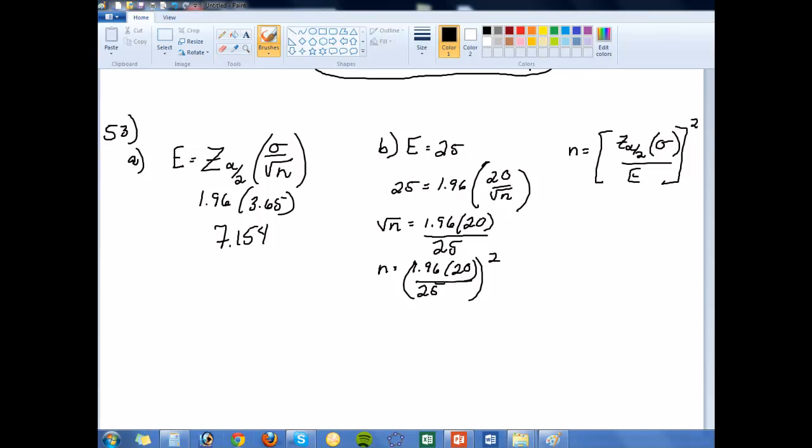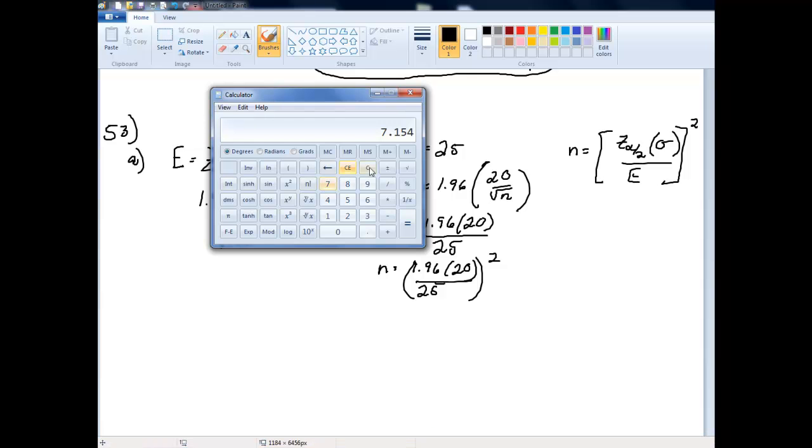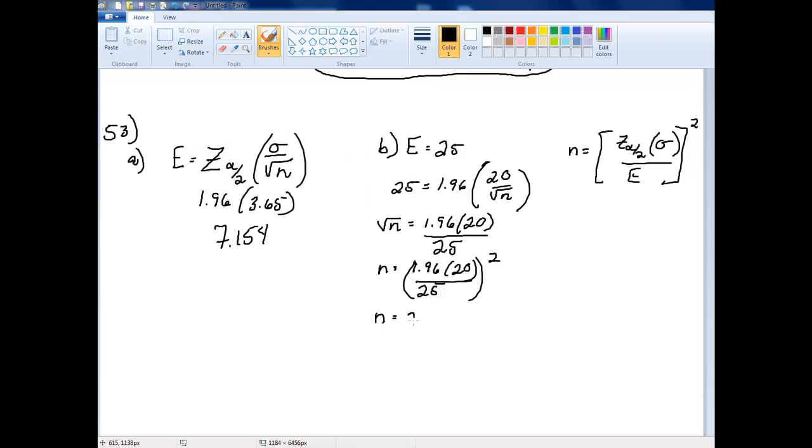Actually, I'm going to show you how to plug it into the calculator, so that way there won't be any errors. So 1.96 times 20 equals that, divided by 25. And then I'm going to square it. So my n is equal to 2.458. Now, in the back of the book, it says your n equals 3.